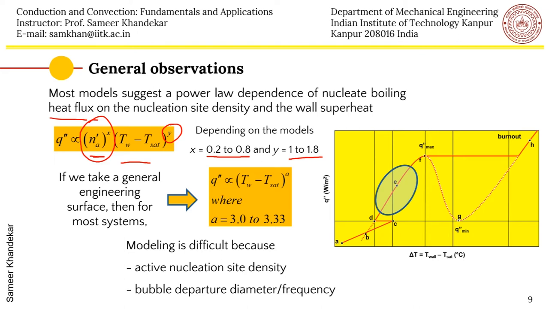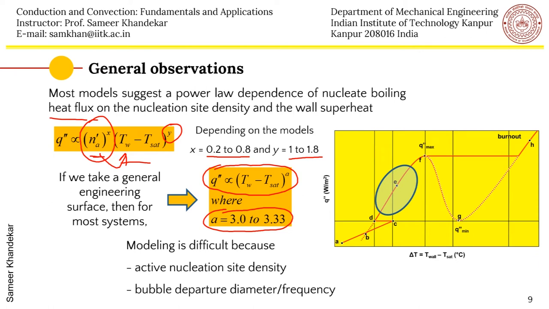So people started fitting Q as a function of delta T, and you see that the exponent A comes out to be of the order of 3 to 3.3. What it means is that the heat flux is proportional to the third power of the degree of superheat, Tw minus Tsat. In general, most engineering surfaces have a cavity size distribution, which comes from the machining process or the drawing process or the manufacturing process of that heater.